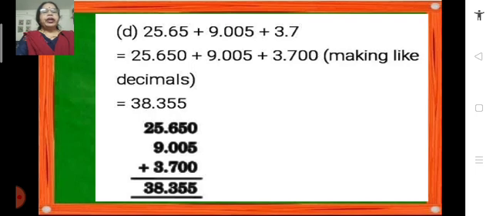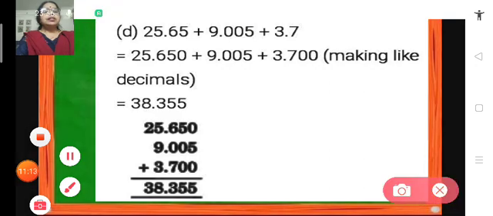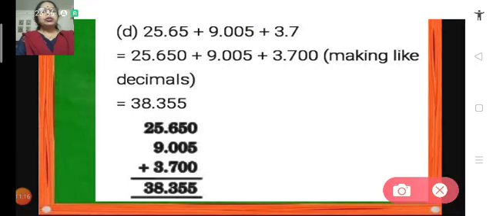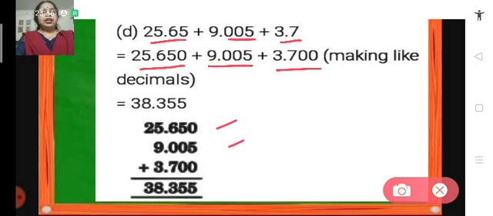D, 25.65 plus 9.005 plus 3.7. So we will put zeros. We have maximum 3 decimal places. So in order to make all the decimals like decimals, we will add zeros. So 25.65 becomes 25.650. Then we have 9.005 and 3.7 we can write as 3.700. Now when we add them, we put them into columns according to their place values. The decimals should be placed one below the other, the numbers according to their place values.